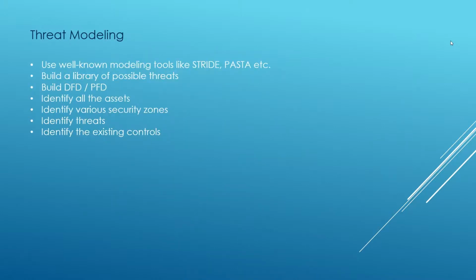As I mentioned, threat modeling is the heart of the security architecture. So use well-known modeling tools like STRIDE and PASTA. That way you can cover most possible threats. Build a library of possible threats which are specific to your organization. For example, if your organization is a large financial firm, they may have special cases like advanced persistent threats, things like that.